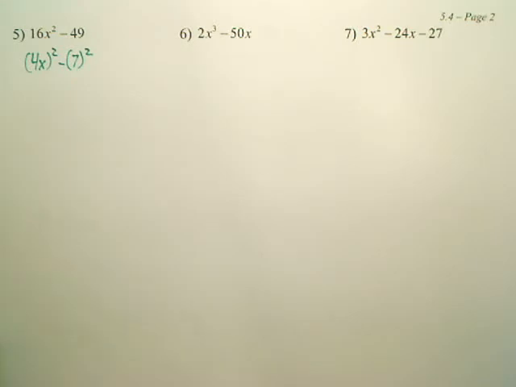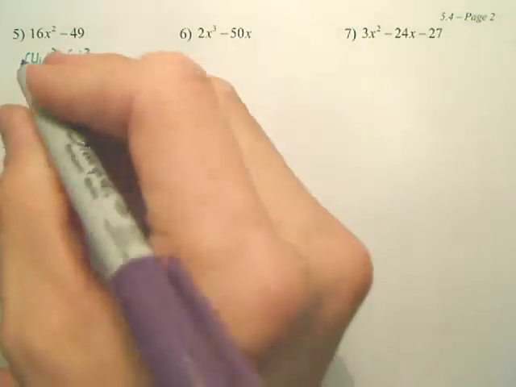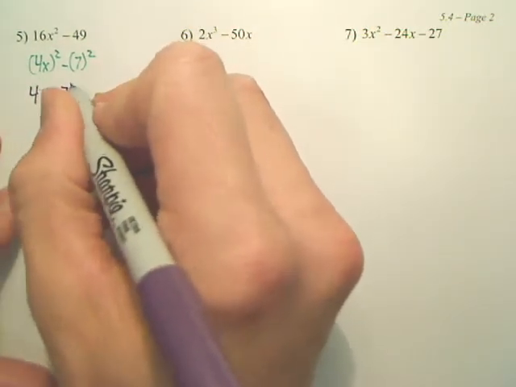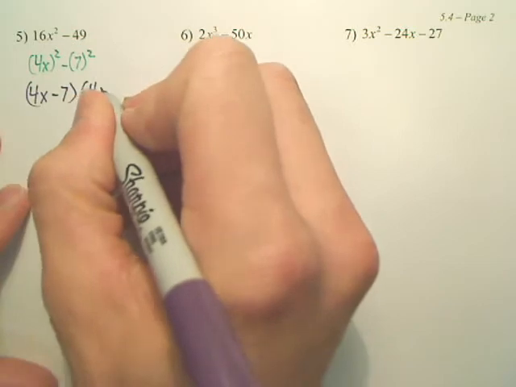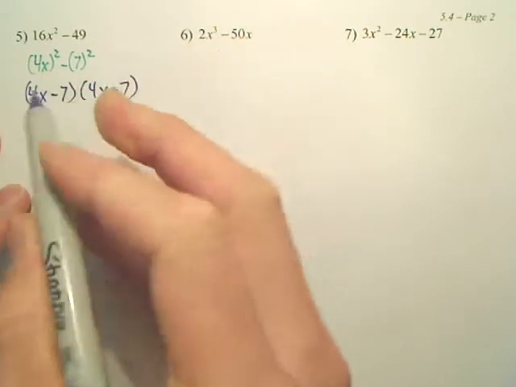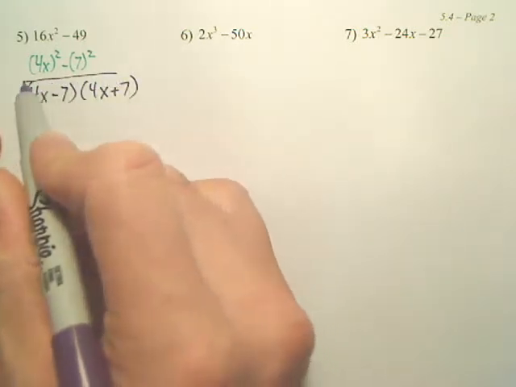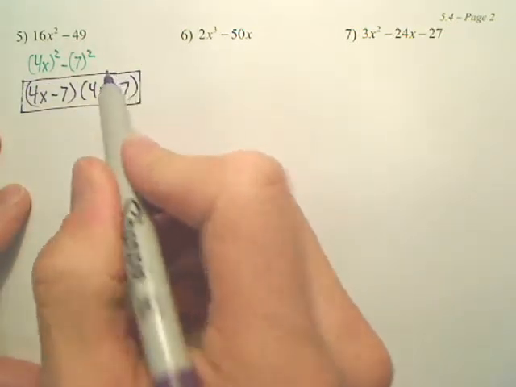If you notice a binomial with a minus between two squares, you can factor it, and it's simply 4x minus 7, 4x plus 7. It's simply that, one with the minus, one with the plus. And you're done. It's actually really simple.